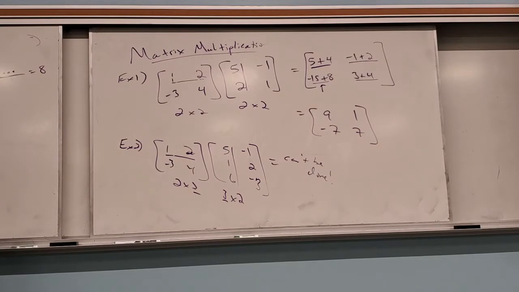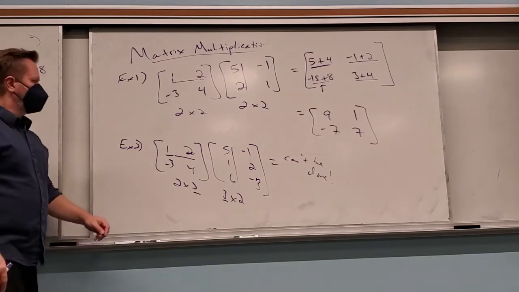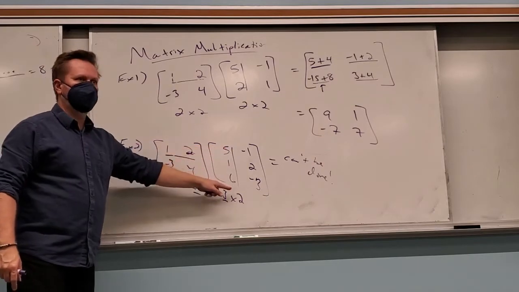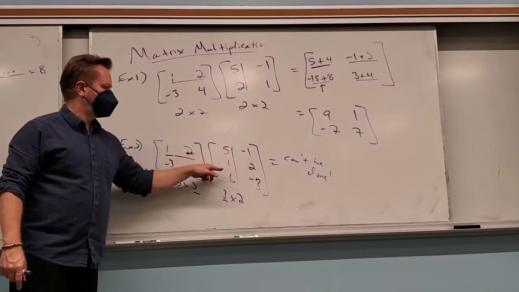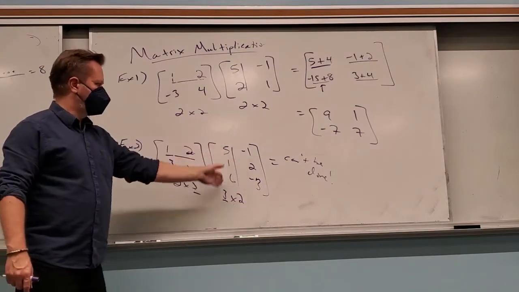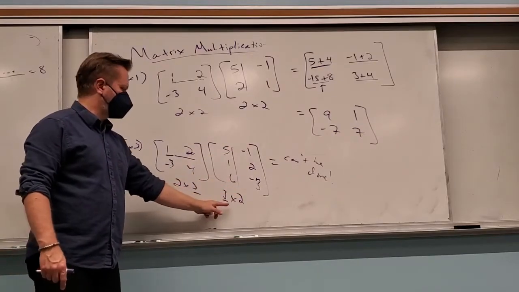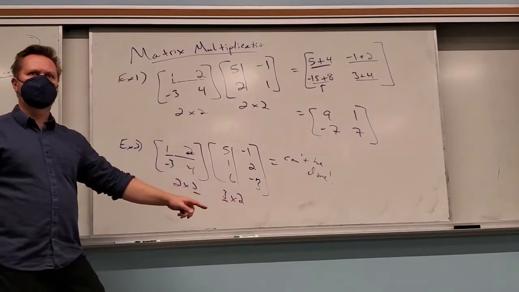Is a row horizontal or vertical? There are 3 rows here. See that? So that's 1 row, 2 rows, 3 rows. And then there's 2 columns. That's why it's a 3 by 2. Row by column.